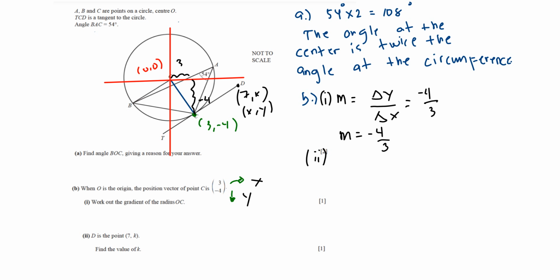So let's find the equation using the gradient. As you can see, this is a tangent, and we have a radius here, which means they are perpendicular. Line OC is perpendicular to line TD. The gradient of OC is negative 4 over 3. So the gradient of TD, which is perpendicular, will be the negative reciprocal of OC, so that becomes 3/4.